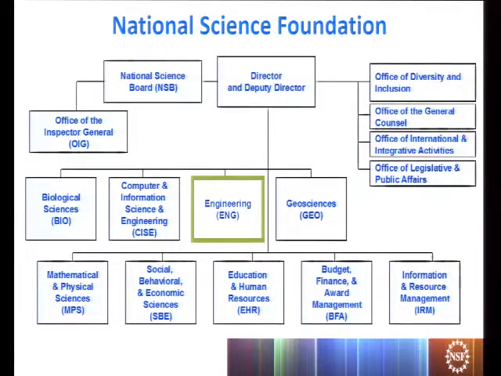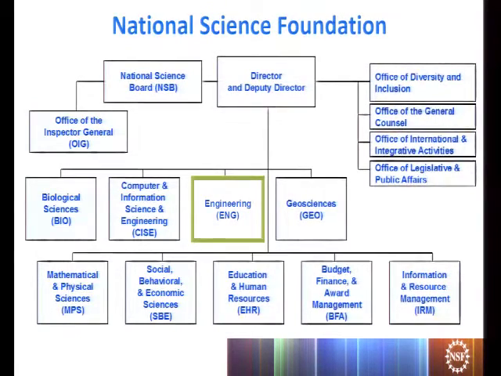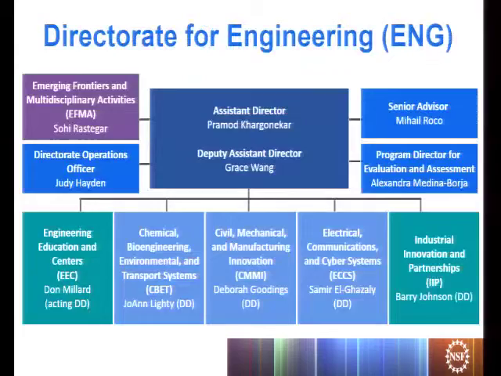So I'm going to start by telling you a little bit about the structure of the National Science Foundation. It is composed of 9 directorates shown here. My program and also Alex's program is in the engineering directorate shown here. Within the engineering directorate, there are a number of divisions. Again, our program is in the Chemical, Bioengineering, Environmental, and Transport System division, abbreviated CBET.